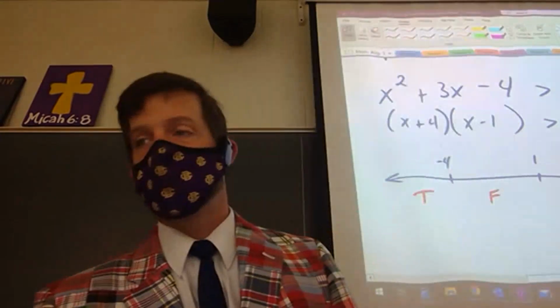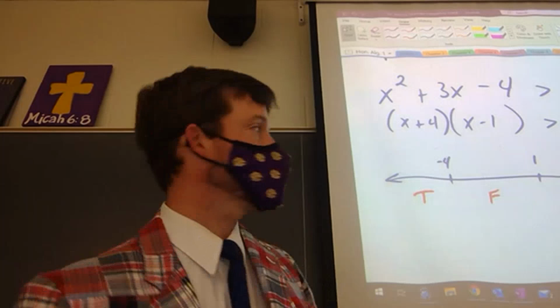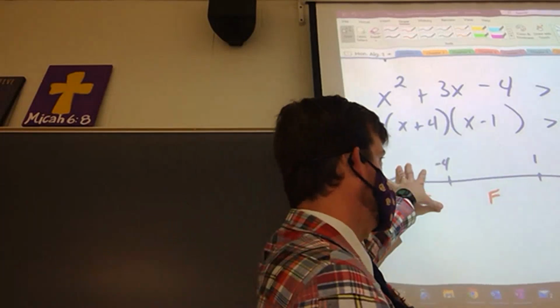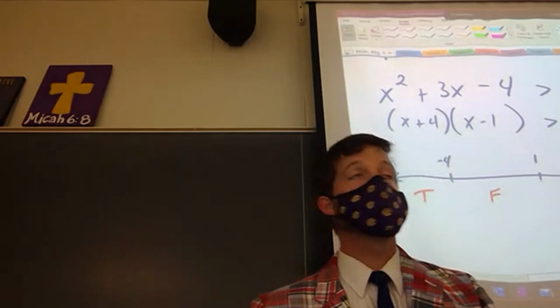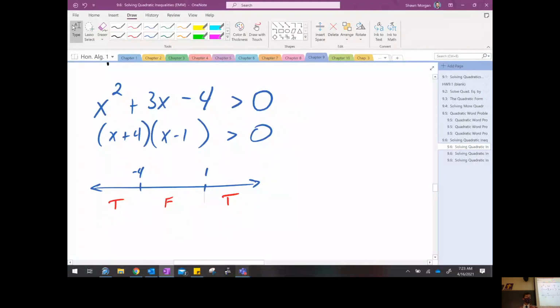So with just a quick little sort of plug and chug of arithmetic in each of these cases, we have tested out the partitioned number line, and we've determined, hey, this looks good, this does not, and this looks good. So the question then becomes, how do I go about expressing my solution set? Like, how would I go about describing the set of numbers that make a true statement?